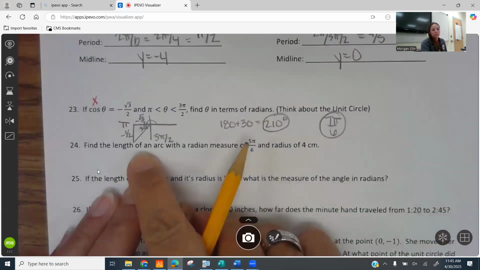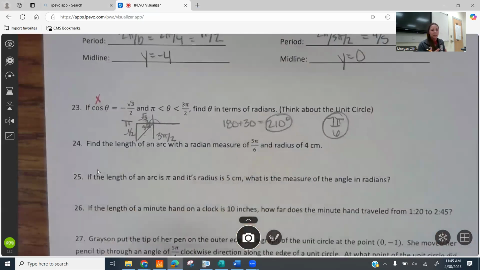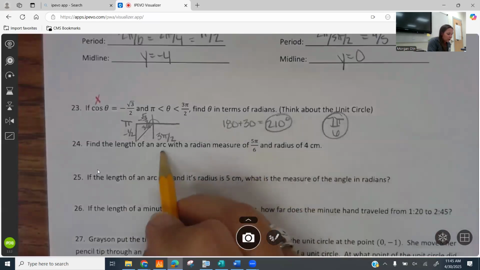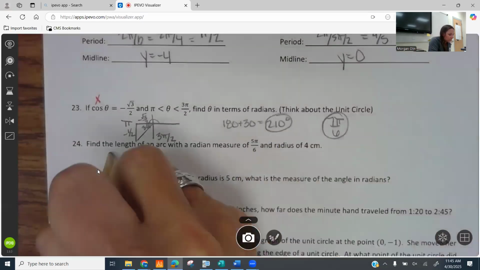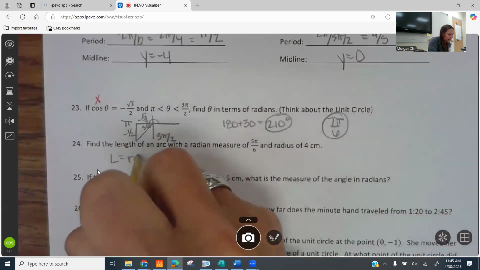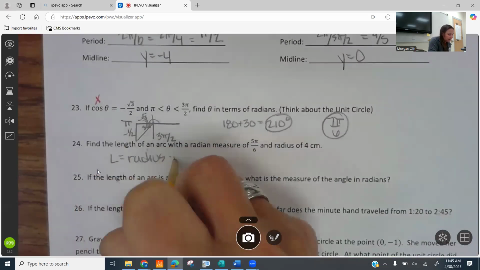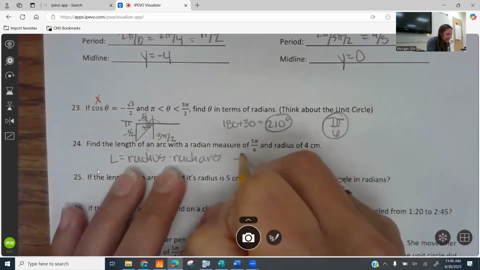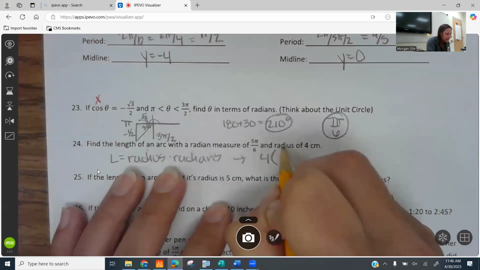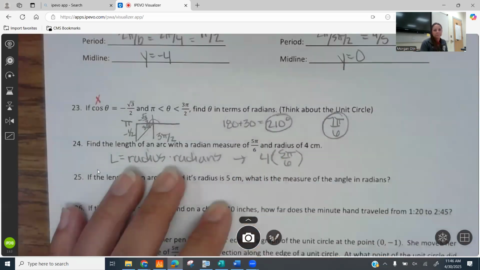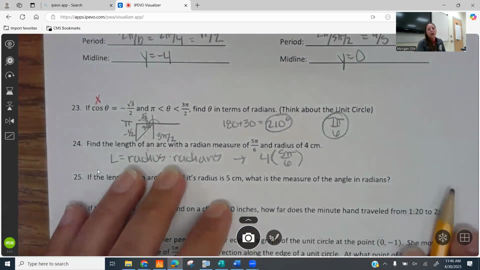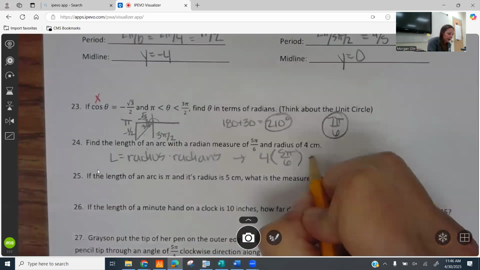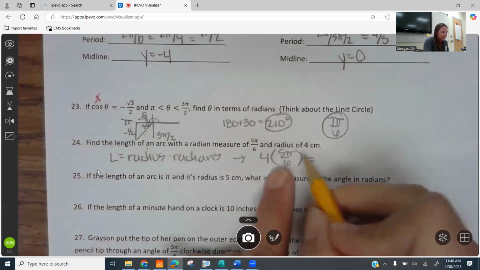Now find the length. This is going back to unit 6, but we reviewed it here in unit 7 because it goes along with trig. Find the length of an arc with radian measure. So length, when we're talking about radians, was radius times radians. The radius in this case is 4. The radians is 5 pi over 6. If you want, you can multiply it, but we're going to leave it in terms of pi.